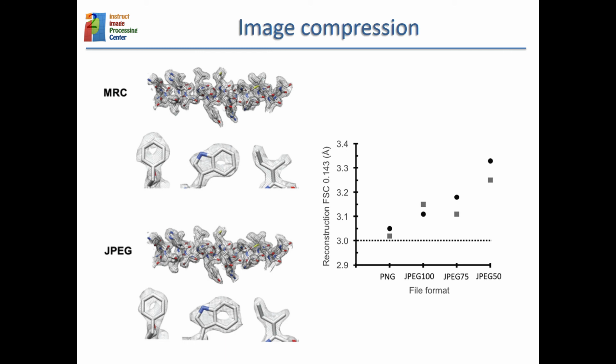And here is some illustration of this. This is the raw data, and this is the same data with JPEG compression, and this is the resolution as measured by the FSC, and with a little bit of compression, a little bit more of PNG, for instance.